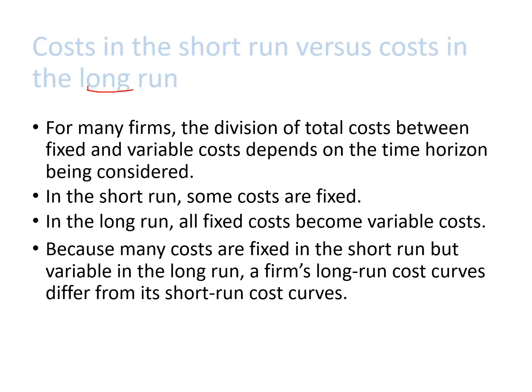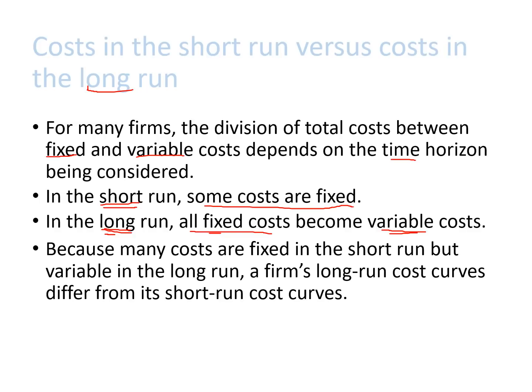Okay, so for many firms, the division of total costs between fixed costs and variable costs depends on the time horizon that they're thinking about. So are they thinking about a short time horizon, or are they thinking about a long time horizon? In the short time horizon, some costs can be considered as fixed, whereas in the long time horizon, all of the costs start to vary. So what was a fixed cost in the short run varies over the long run.